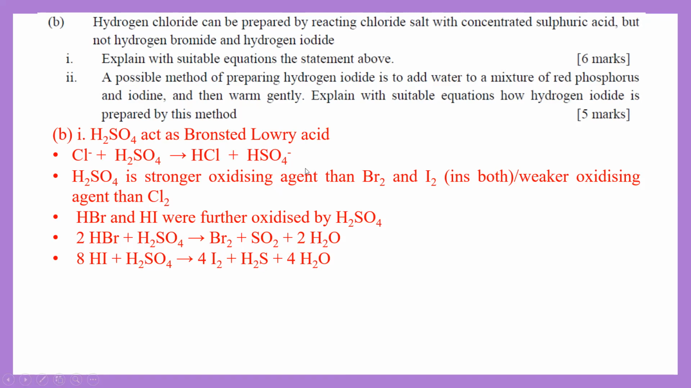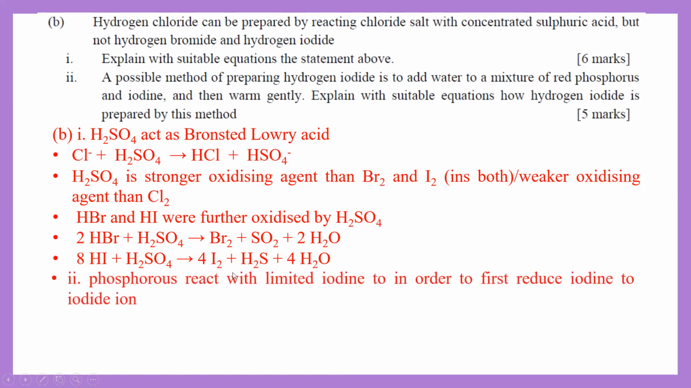So this is how we are going to explain why the sulfuric acid can further react with hydrogen bromide and hydrogen iodide, but not hydrogen chloride. Number 2, a possible method of preparing hydrogen iodide is to add water to a mixture of red phosphorus and iodine, then warm gently. Explain with suitable equation how hydrogen iodide is prepared.